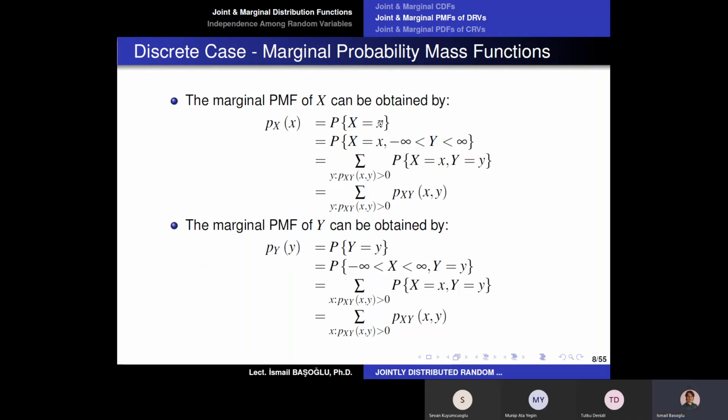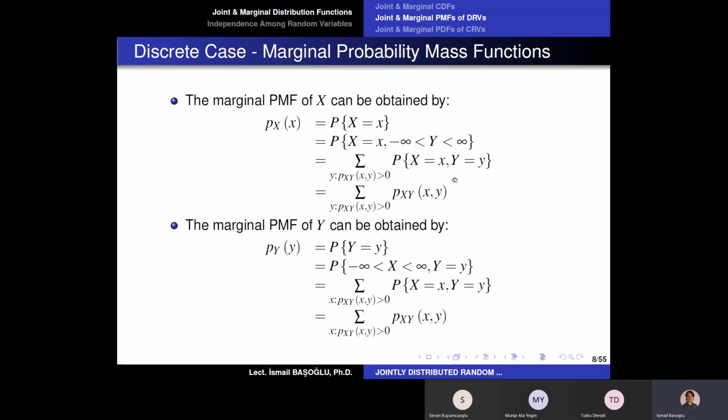So how do you compute such a probability for a given x value, for any real value x? How do you compute such a probability? This event, X being equal to x, is the same event as X being equal to x and Y taking any real value from -infinity to +infinity. Y is free to take anything.